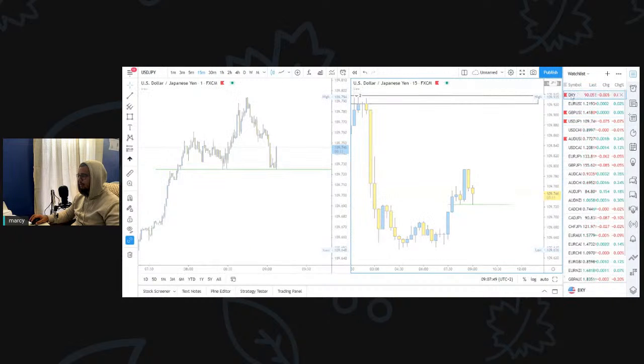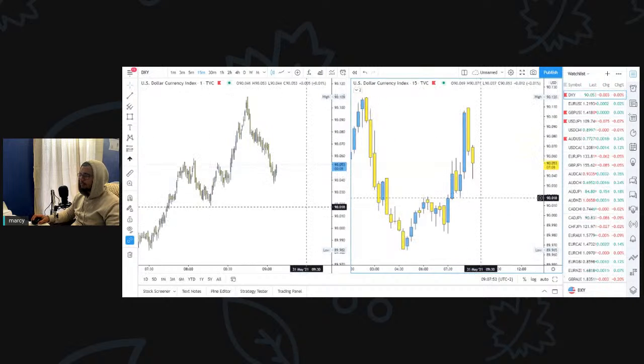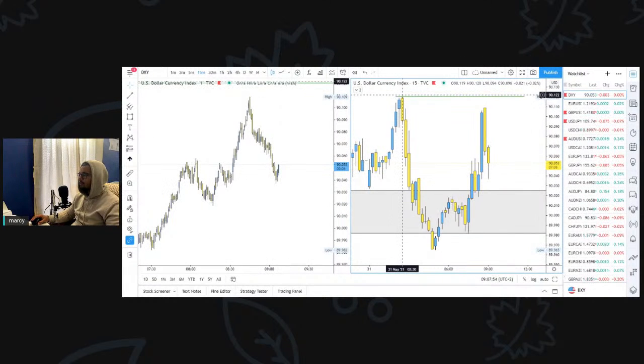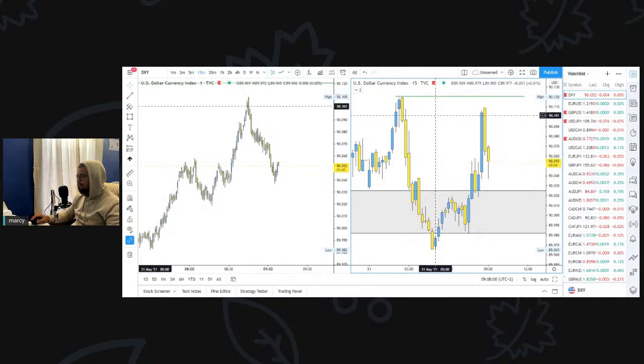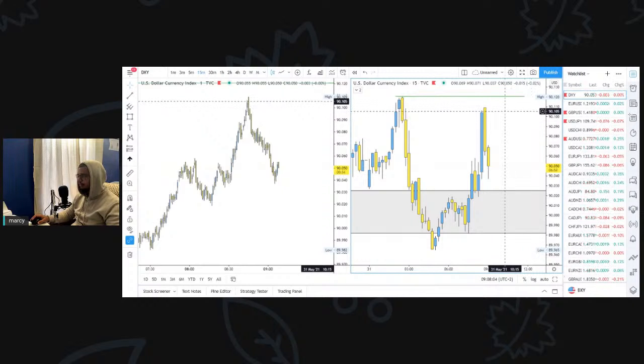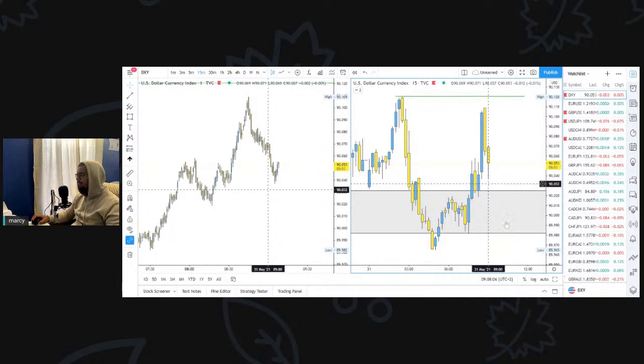Keep an eye on Dixie. As I mentioned with DXY, we're bearish until we close above here. If we close above here, that's when we're changing our bias. That's the only time you're changing your bias, okay? That is the only time we're changing our bias.